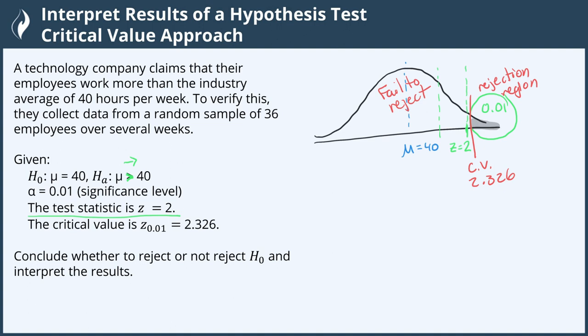Now we can compare those by seeing that the z-score, or the test statistic, does not fall beyond the critical value into the rejection region. So we fail to reject the null hypothesis as our conclusion. This means that there is not sufficient evidence to conclude that the company's employees work more than 40 hours in a week.